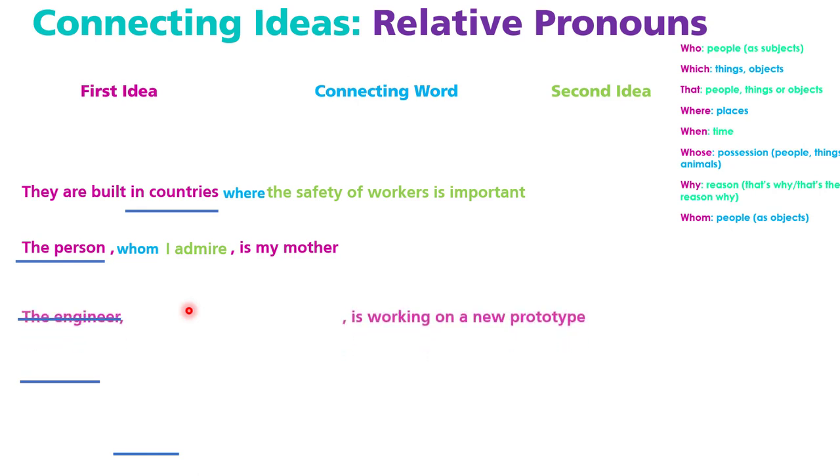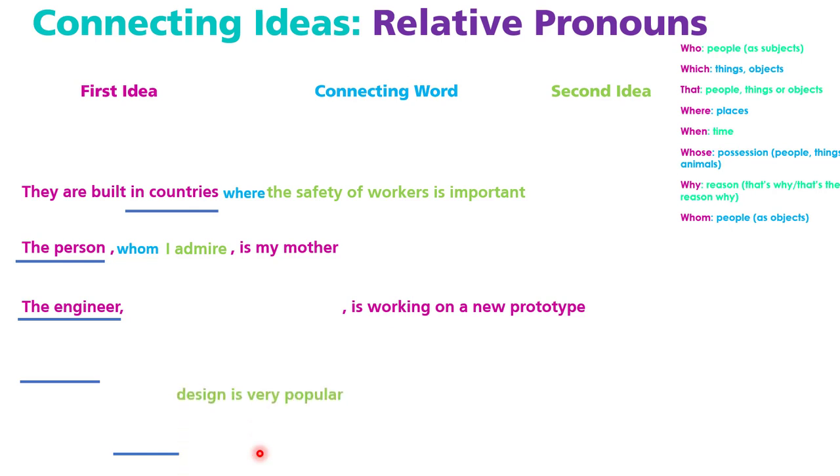Okay, then the next one, it says the engineer is working on a new prototype. Also, I'm going to insert the extra information in the middle, and the extra information is this design is very popular. So in this case, what could be the correct word that we can use to connect these ideas? We have who, which, that, where, when, whose, why, whom. In this case, the correct answer is the engineer whose. In this case, it is talking about possession. Es el ingeniero cuyo diseño es muy popular está trabajando en un nuevo prototipo. So in this case, whose sounds better.